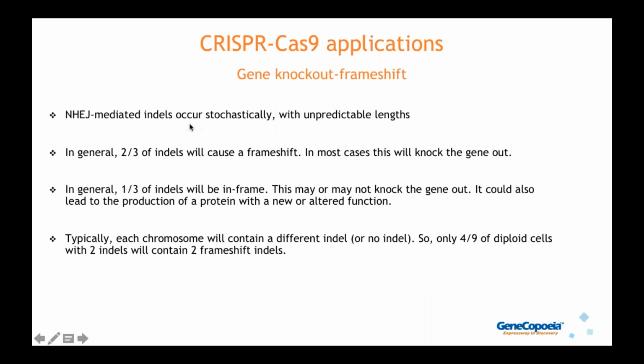NHEJ-mediated indels occur stochastically with unpredictable lengths. Again, we've seen indels as short as 1 base pair, and we've seen them greater than 200 base pairs. And it seems to be completely unpredictable. In general, 2/3 of the indels, since it is random, will cause a frame shift. In most cases, this will knock the gene out. Also, in general, 1/3 of the indels will be in frame.